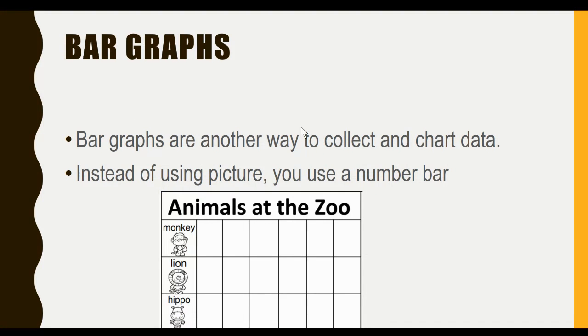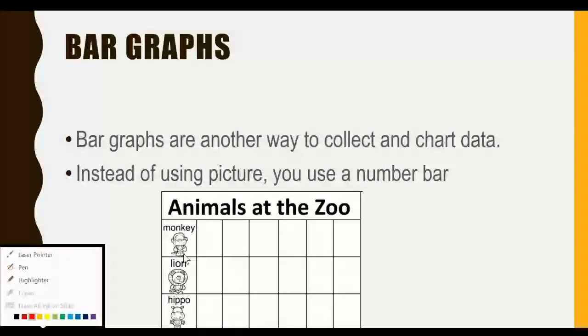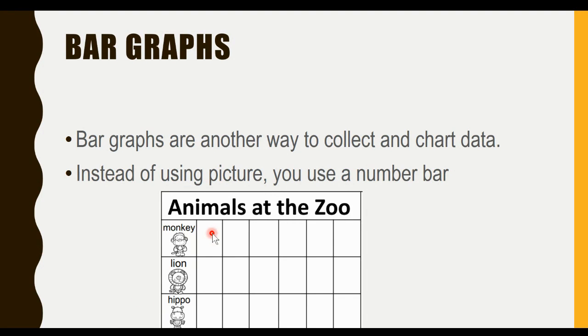So bar graphs are another way to collect and chart data. Instead of using pictures, you're going to use a number bar. So if you can see here, instead of a bunch of pictures of a monkey and a lion and a hippo, there's just one picture and then there's boxes. And then the numbers are down here. You just can't see them. Okay.